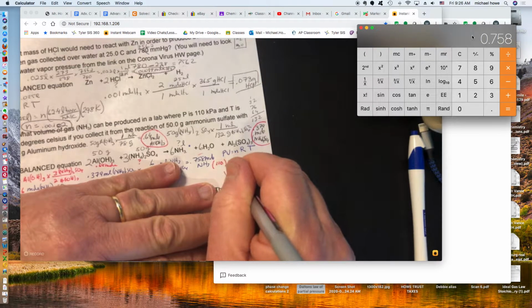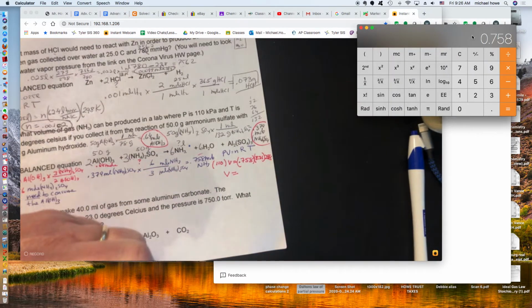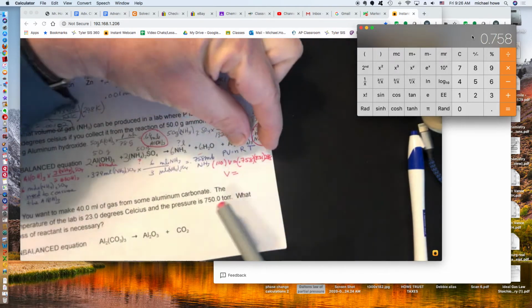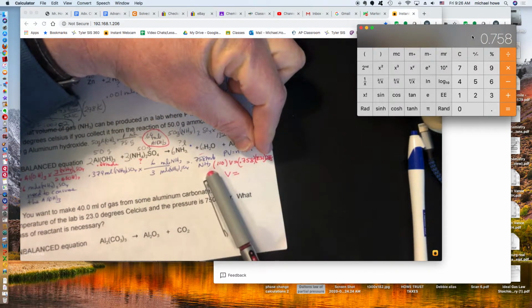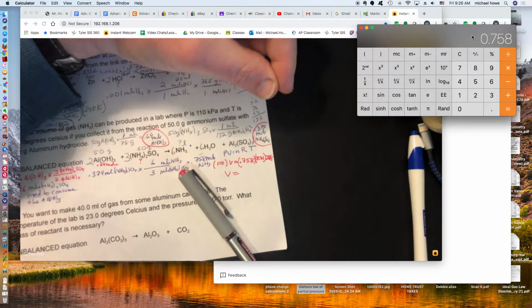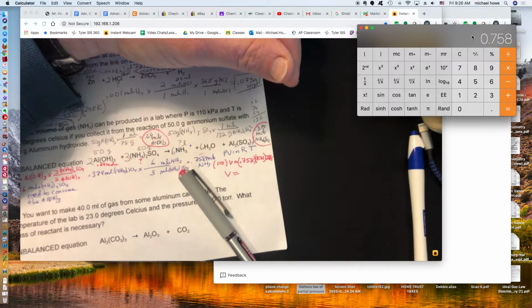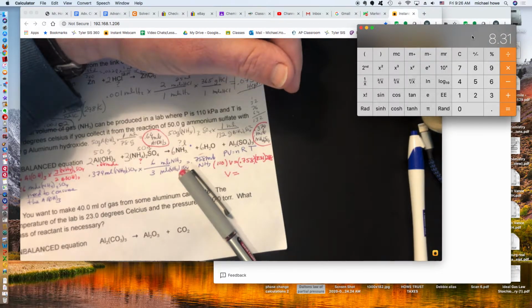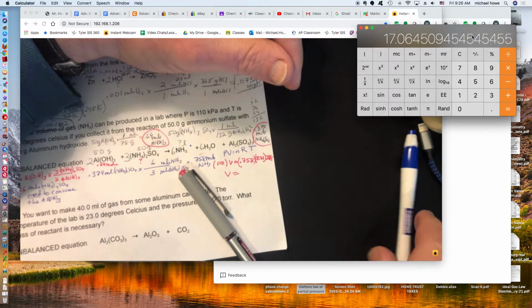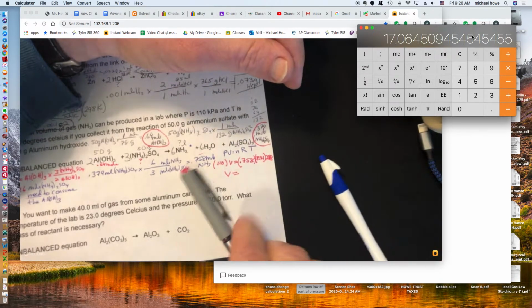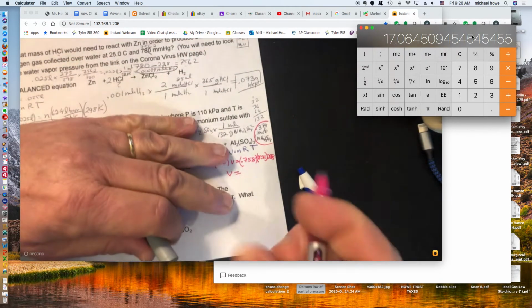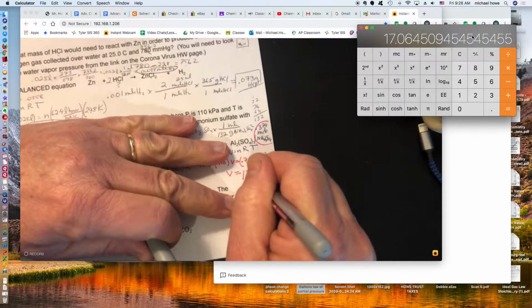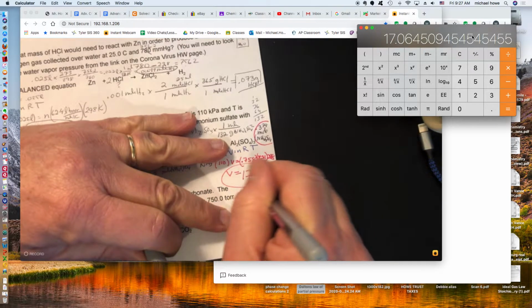All right, so how do you solve for V? You divide by the number that's with the V. So I'm going to multiply these three numbers and then divide by 110. So here we go. 0.758 times 8.31 times 298, and then divide by 110. 17.1 liters. So the volume is 17.1 liters, and that's your final answer for that problem.